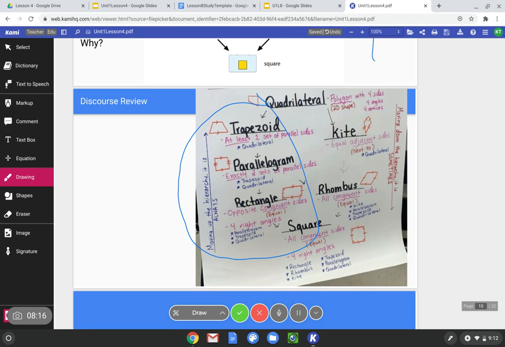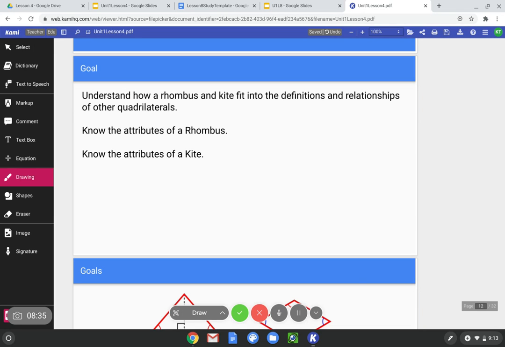So pause this video and stare at this picture and make sure that we can understand why the kite is on its own. It's because look, no parallel lines. So it can't be a trapezoid, but it's still a quadrilateral because it has 4 sides. So today we are completing the quadrilateral hierarchy with a rhombus and kite. We're going to finish it off. So we are going to master rectangle, square, rhombus, and kite and how they play within the quadrilateral hierarchy.